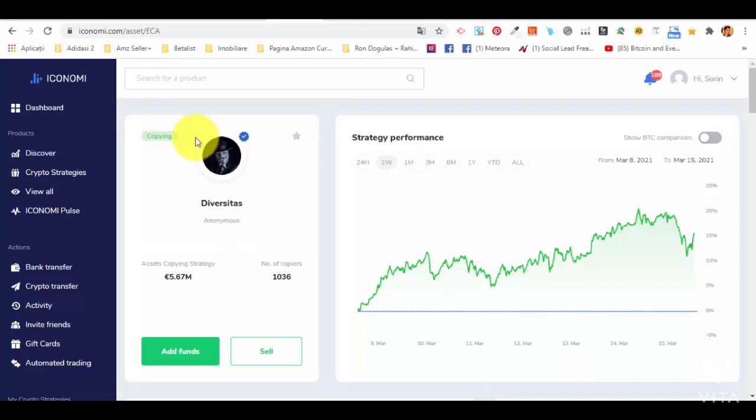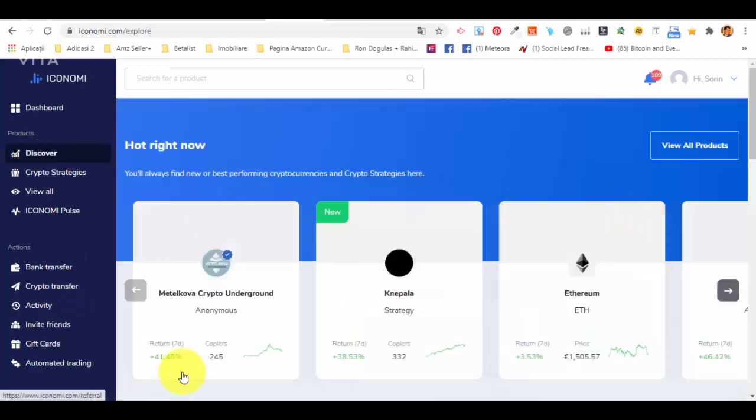So on iConomy.com, if you go in the left side menu, you have the Discover section. And in the Discover section, you can see crypto strategies. What are these crypto strategies? Basically, these are people who have a portfolio that they trade on. Okay, and the strategy is basically how they trade, all the moves that they do. So what does iConomy do? Automatically, it copies every move that these people or traders do, with the funds that you deposit. You can deposit US dollars, euro, pounds, and so on, and the platform will convert it automatically, and basically your portfolio will copy whatever these traders are doing.